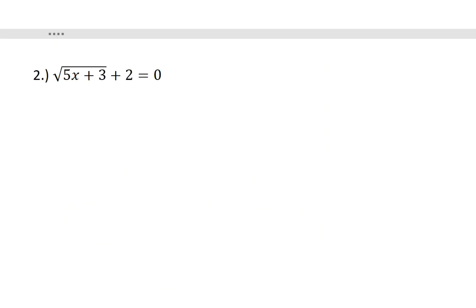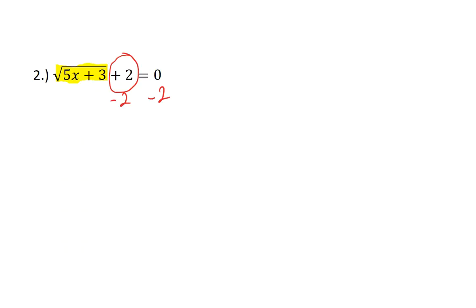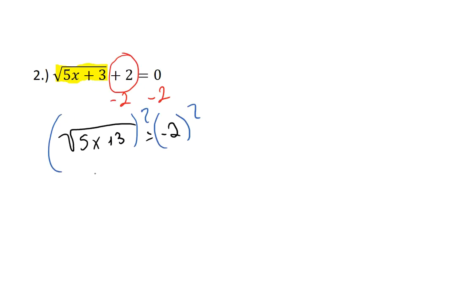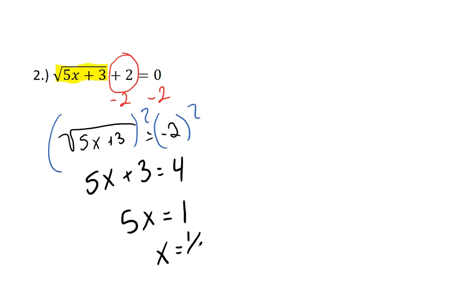If we take a look at number 2, you'll notice the square root right here, and you'll also notice that there is this plus 2 added to the same side. Again, what I want to do is isolate the radical term, so I'm going to have the square root of 5x plus 3 equal negative 2. I'll go ahead and square this, and we'll get 5x plus 3 equals 4, and 5x equals 1, so x is one fifth.